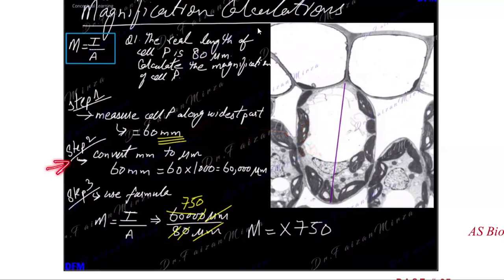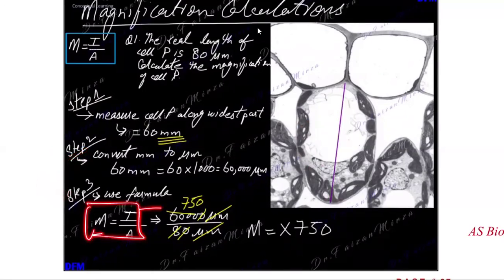Now the second step. In the second step, we'll convert the 60 millimeter reading to micrometer. How do you convert a reading to micrometer? Whatever reading you got in millimeter will be converted to micrometer by multiplying it with 1000, and the answer will be written as micrometer. So 60 millimeters ended up becoming 60,000 micrometer. Step 2 done.